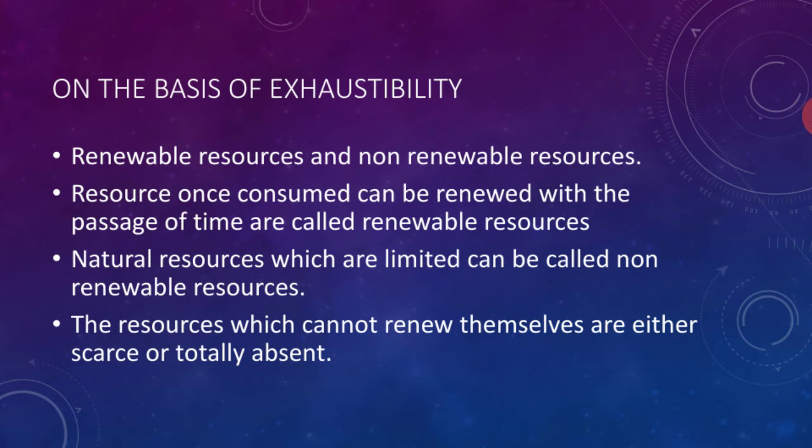Example: air, water, sunlight. For example, in the evening when the sun sets, within 10 or 15 hours we will again get the sunlight. So it is renewable. From sunlight we are getting solar energy. Today we are getting solar energy, tomorrow also we can get it, the day after tomorrow also we can get it. So these can all be easily renewed. Air is also the same. So air, water and sunlight are renewable resources.